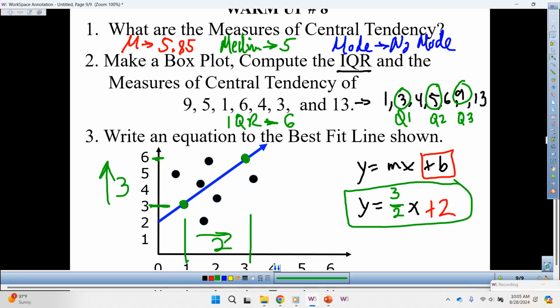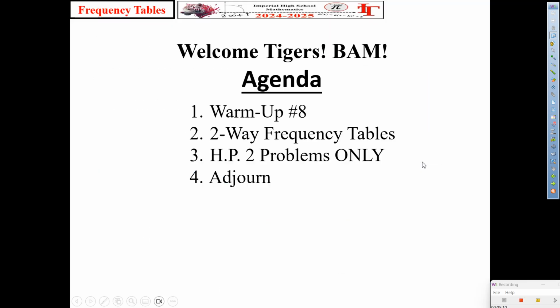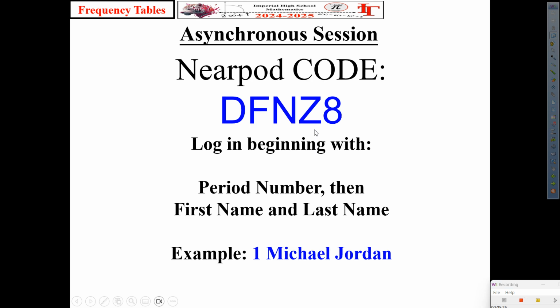All right, copy the agenda, please. Here we go. Warm-up number 8, two-way frequency tables. We're moving on today. And your home play for tonight is 2 problems only. Copy that. All right, thank you, guys. So for tonight's home play, copy this code on your notes, DFNZ8, so you can have access to the 2 problems for home play tonight. DFNZ8, that's for tonight.